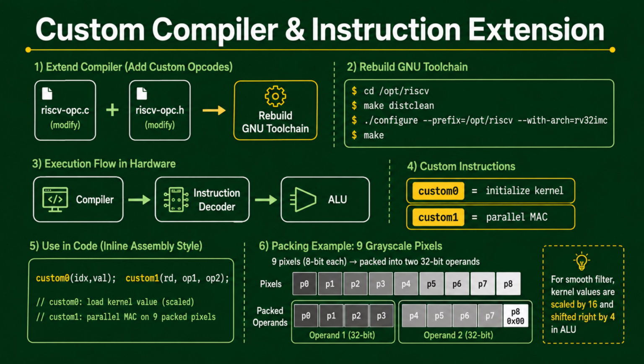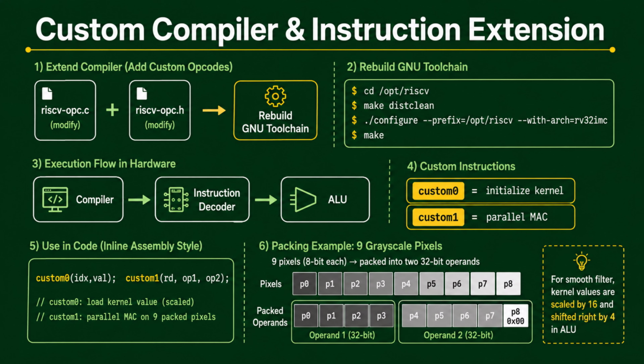The processor instruction decoder must also recognize the new opcode, and the ALU must contain the hardware required to execute it. The project introduces two important ideas. The first custom instruction is used to initialize convolution kernel values. The second performs the multiply-accumulate operation in parallel. This is particularly useful because convolution repeatedly multiplies neighboring pixels by kernel values and adds the results.